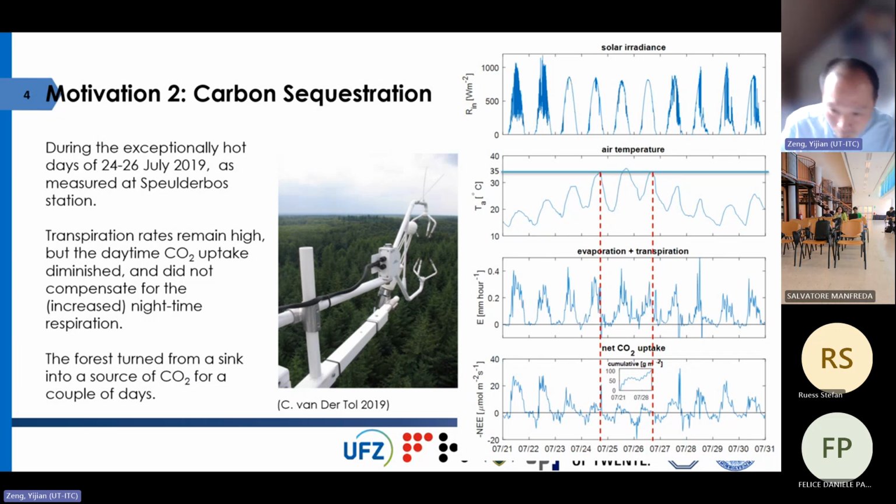This is a question we need to pay attention to. Consider the past consecutive dry years or very hot periods, and also the climate projection, which suggests drought events will become more frequent. Then we really have a good reason to worry about this. If the forest really turned from a sink into a source, then the 1.5 degree target will be very difficult to achieve.